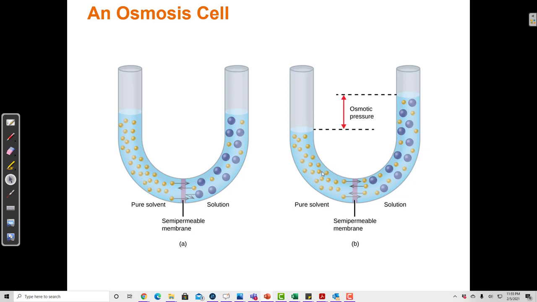But at some point, so much water has moved through the barrier that it's raised the level of the liquid relative to this side very high. And then there's a pressure because this side weighs more than this side does. So that pressure is pushing down on the water, and there's also the pressure of the water pushing this way, trying to equalize the concentration. And that difference is what we call the osmotic pressure.